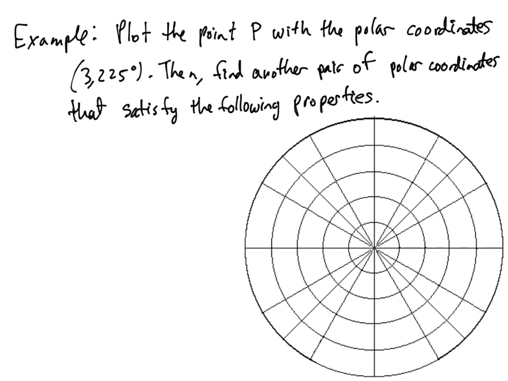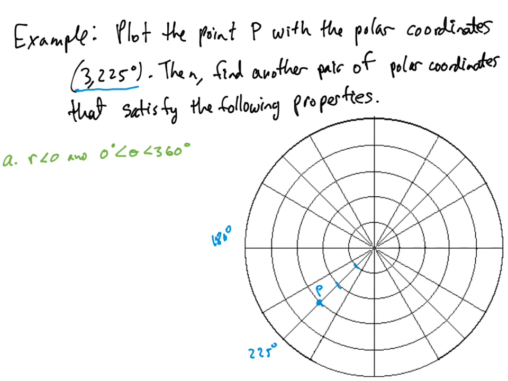Okay, this example asks us to plot point P with the coordinates 3, 225. Then find another pair of polar coordinates that satisfy the following properties. I didn't write the properties on here yet. Let's just first go ahead and plot point P. So I'm just going to label some positions. 225 degrees is down here in quadrant 3. A value of 3 is 3 units from the origin. So 1, 2, 3. So point P is going to be right here.